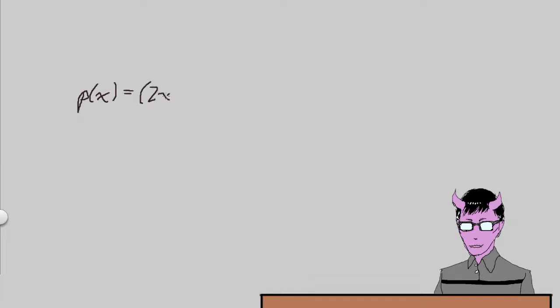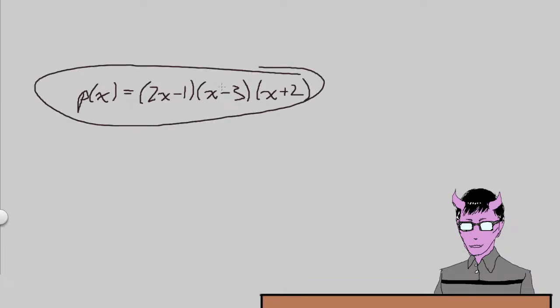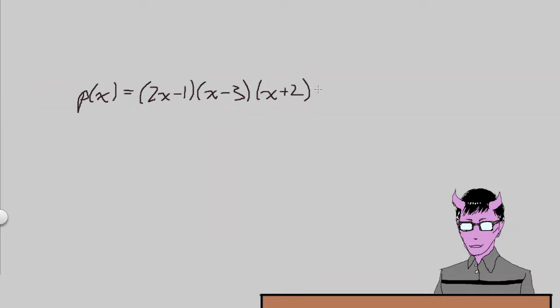There's going to be a 2x minus 1 times x minus 3 and times an x plus 2. So again, this is the answer that we want to eventually get to, for purposes of probably setting it equal to 0 to find the solutions, but not a major concern at the moment. We're just going to distribute this one.